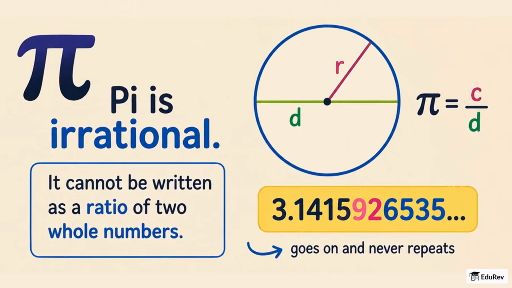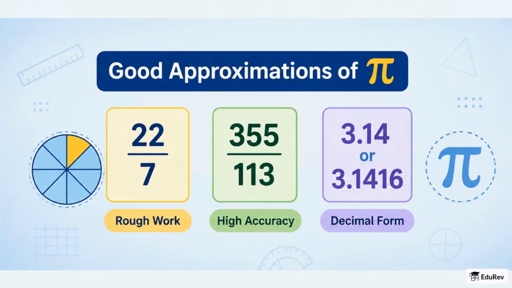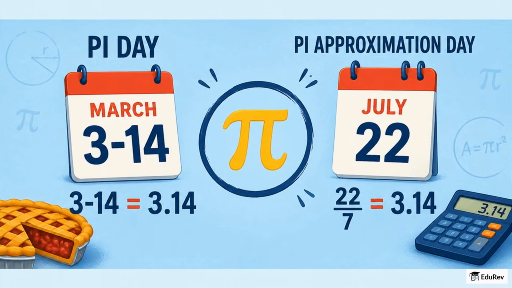Pi is irrational. That means it cannot be written exactly as a ratio of two whole numbers. So decimals go on and never repeat. Good practical approximations are 22 by 7 for rough work, 355 by 113 for high accuracy, or decimals like 3.14 or 3.1416. We celebrate Pi Day on March 14 because the date 3-14 matches 3.14, and Pi Approximation Day on 22nd July because of 22 by 7.